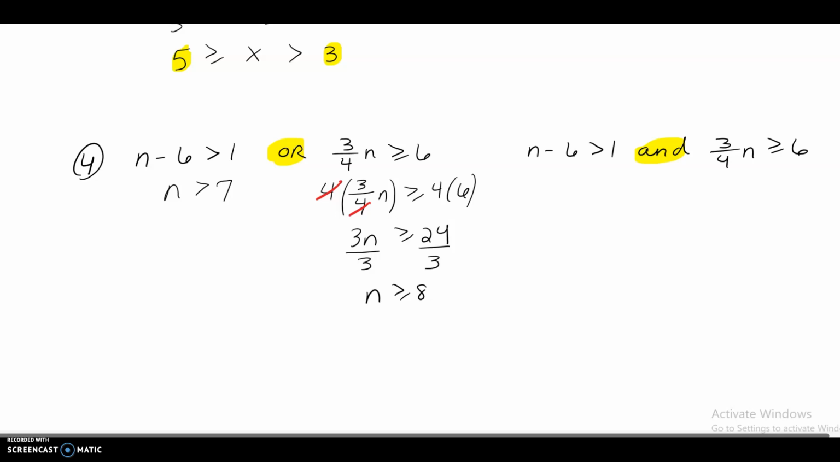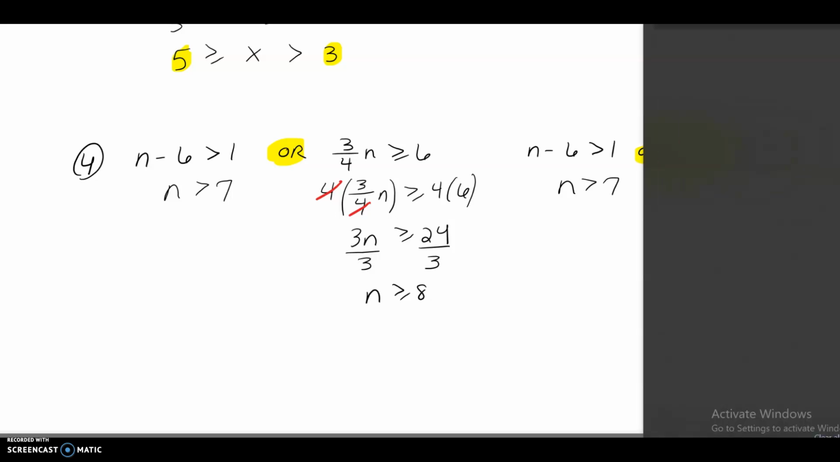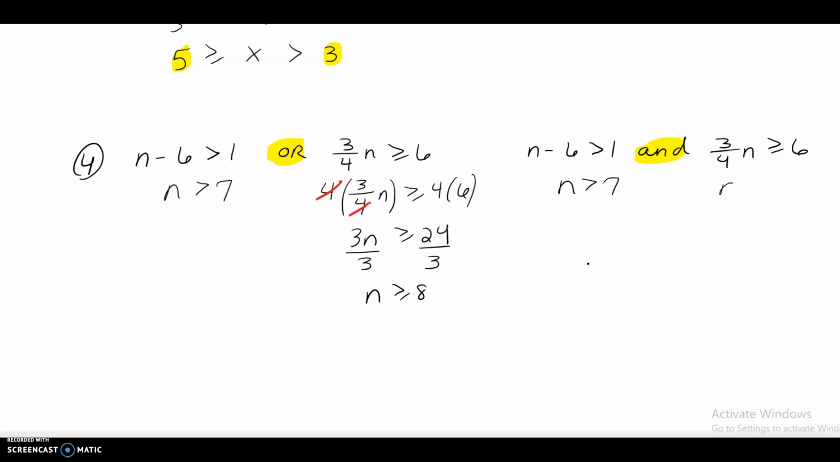Okay. Now since these are the same inequalities over here on this side, I'm going to get n is greater than 7. And I'm going to get n is greater than or equal to 8. Okay. So let's talk about the or and the and. Now on this one on the left here, if we graph it, I have a 0, a 7, and an 8. The first one, greater than 7, would be open circle and to the right.